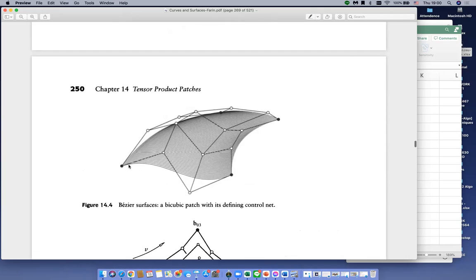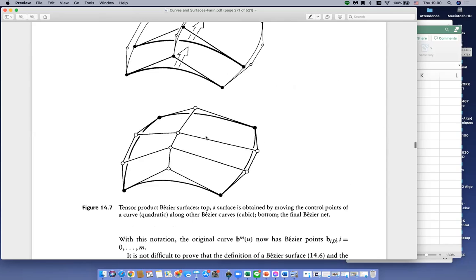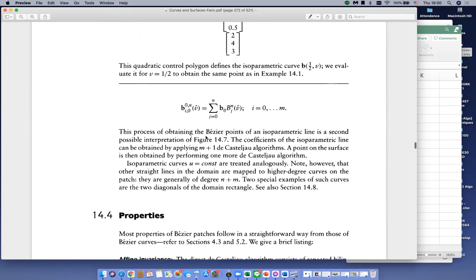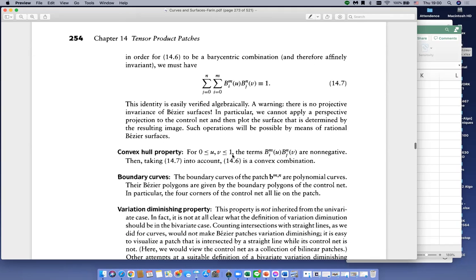You can see that this is the convex hull of the control net, and the surface will lie inside this net. It's under this net, for sure. It will not be outside of the net. It will be inside because of the Bernstein polynomial, and u and v are between 0 and 1. For this reason, we can find the boundary of the surface, which can be defined by the boundary curves of the patch, which are polynomial curves as well.